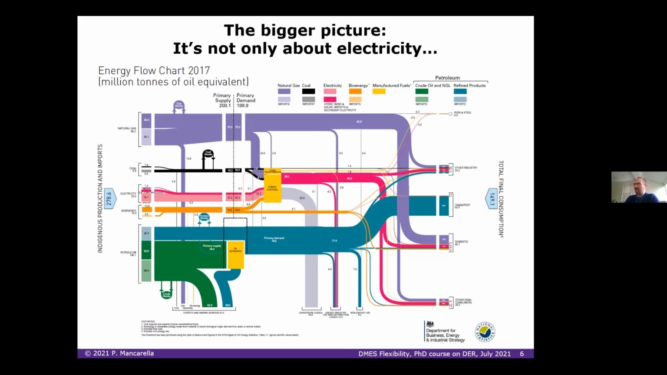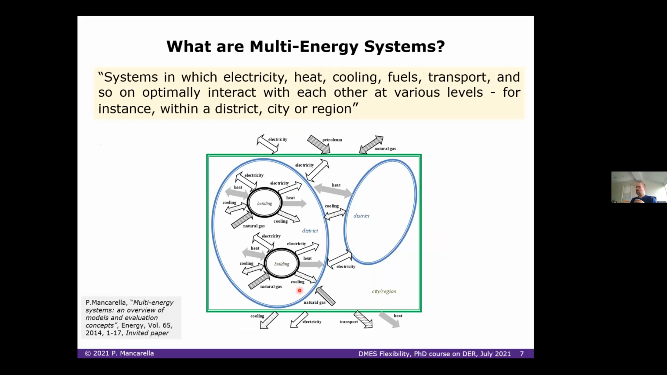So when you look at this, you say it's not only about electricity, but electricity plays a key role because it interacts with these other energy vectors and energy systems. It is in this context that the concept of multi-energy systems was introduced some time ago, just to say, physically the system is multi-energy, but do we really model it and optimize it like an integrated system? Well, not really. So what do we need to actually move in this direction?